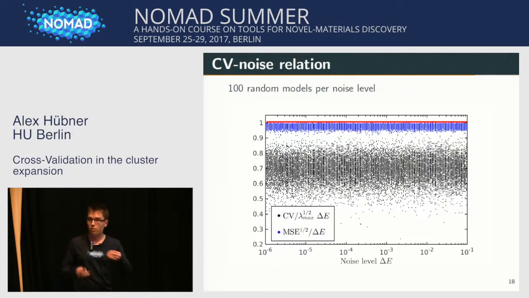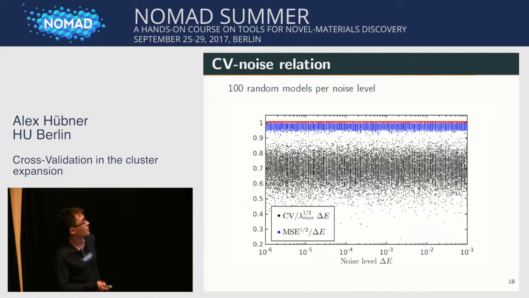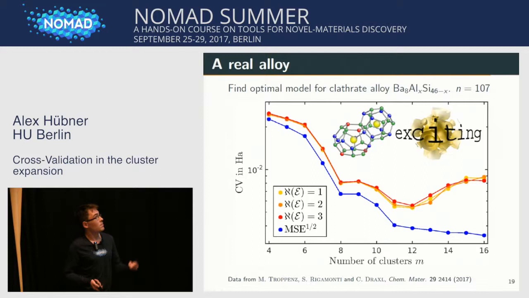Here you can see the numerical proof of this relation, where each point corresponds to one model with 9 parameters and numerous data points. And you can see that these quantities, which should be smaller than 1 due to the relation, are indeed smaller than 1. All this can be applied to real alloys and real cluster expansion, and has been applied to the barium aluminum silicon case of Maria with real DFT data from the full potential all-electron code exciting.